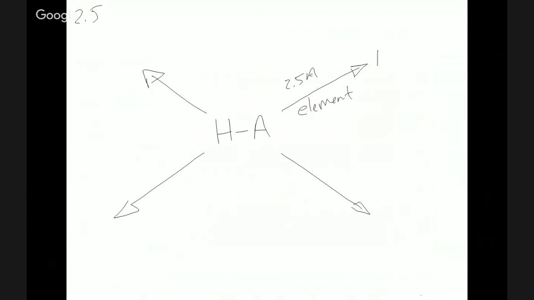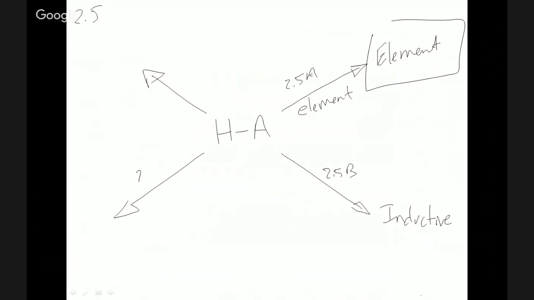We'll look at 2 of these, 2.5A sub points 1 and 2, but it's the element effect, the atom in question. Okay, these all make more sense. 2.5B is called the inductive effect. 2.5C is called the resonance effect. 2.5D is called the hybridization effect.